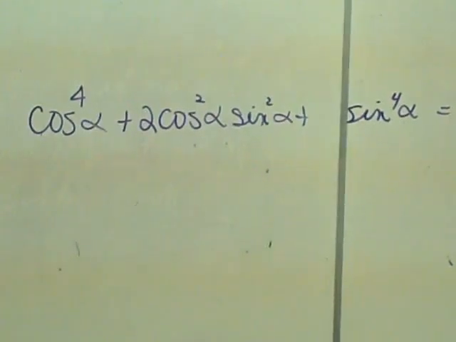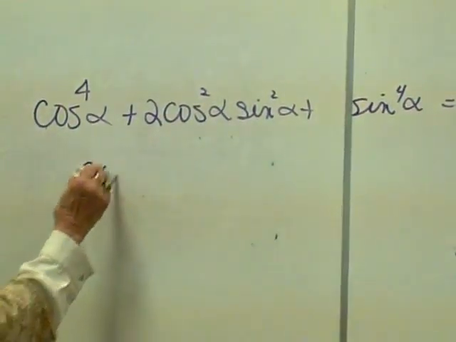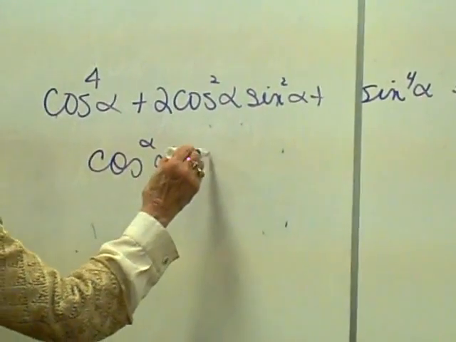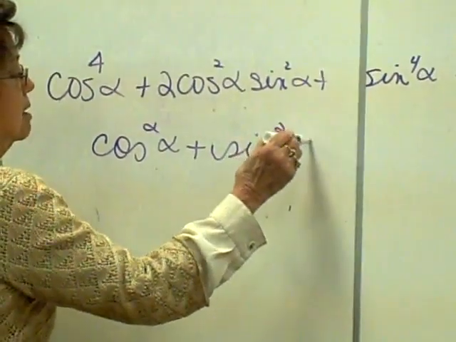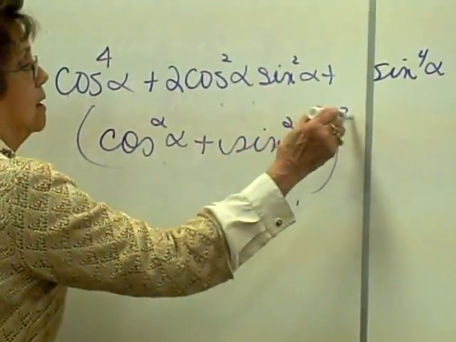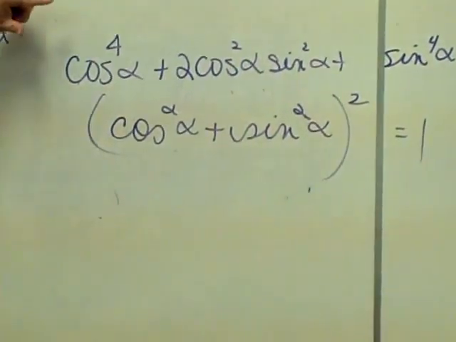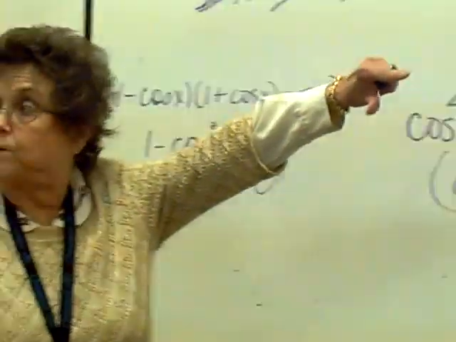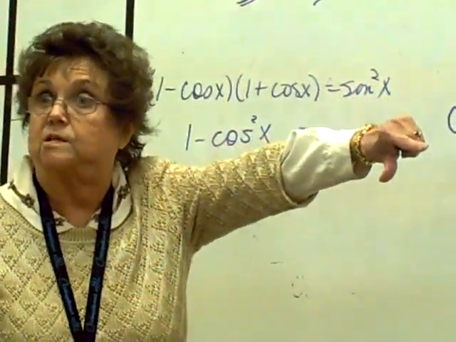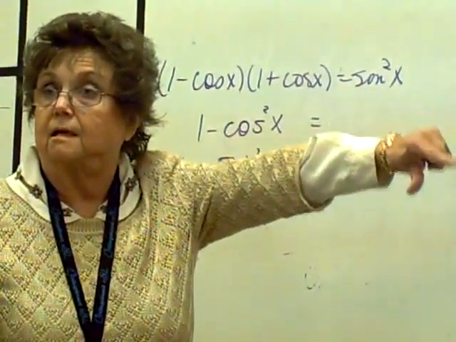Cosine squared alpha plus sine squared alpha, all squared, because it's a perfect square. So that's 1 squared. It's like x to the fourth plus 2x squared y squared plus y to the fourth. That's exactly what it's like. Pretty much what I just said is the same thing.